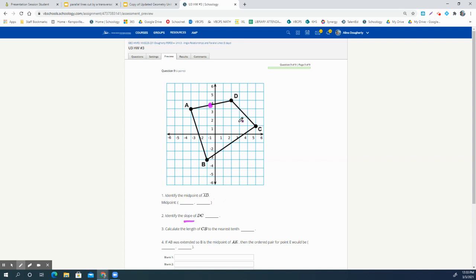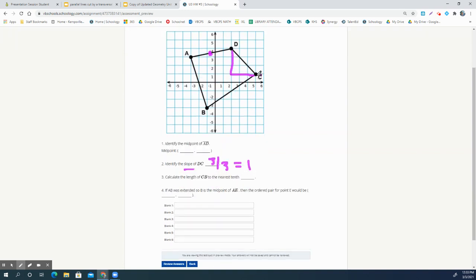Then you're going to find the slope of DC. So that's down 3, right 3. So that one's easy. 3 over 3, which reduces to 1. And then we're going to calculate the length of CB. So for that one, we can either draw that right triangle and do Pythagorean theorem, or you can just do the distance formula. And then we're going to extend this, and E is going to be down here. So B is your midpoint for this one. B is the midpoint. So you're going to extend that table so it goes down.